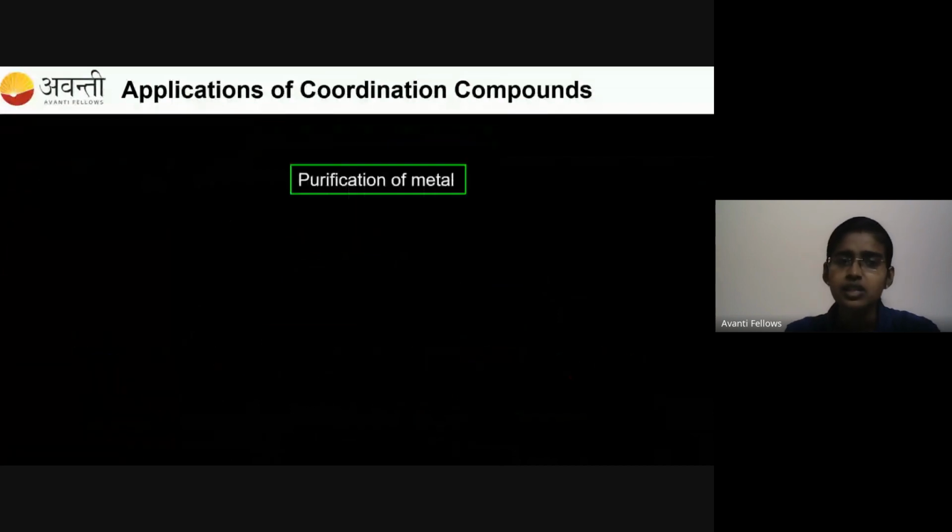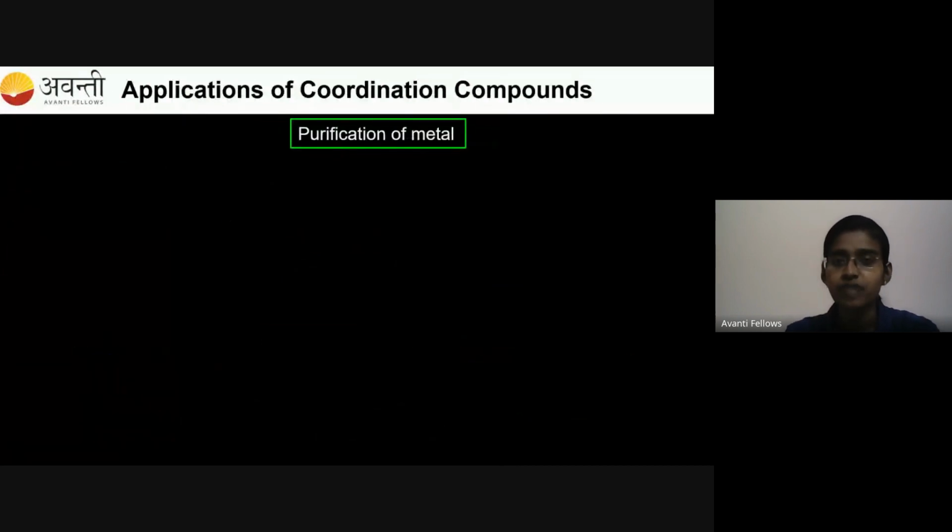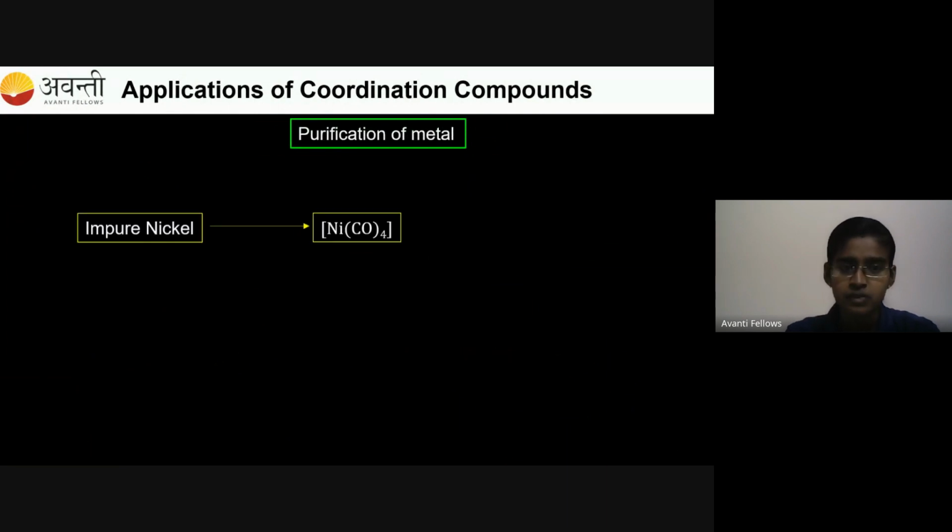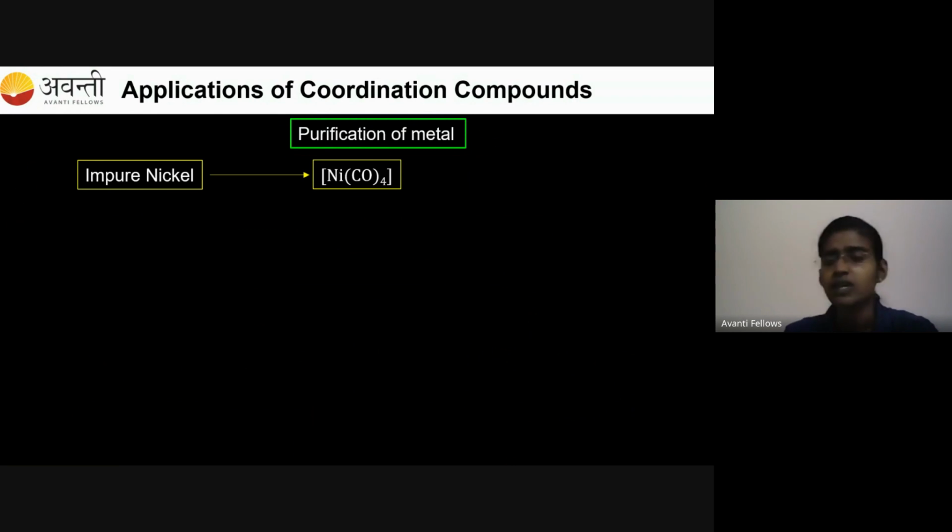And coming to the third application, it is used in the purification of metals. Like in the case of the Mond process, impure nickel will be converted to pure nickel. They will get the impure nickel from one step, and that impure nickel consists of some impurities. So it is treated with carbon monoxide, the carbonyl ligand, and it forms nickel tetracarbonyl, which is nothing but a coordination complex.